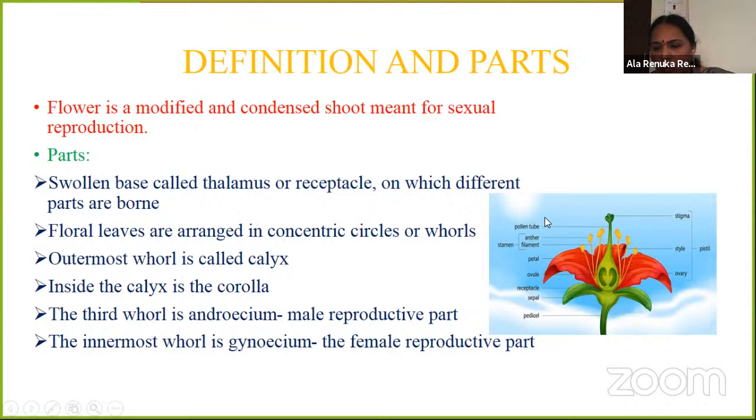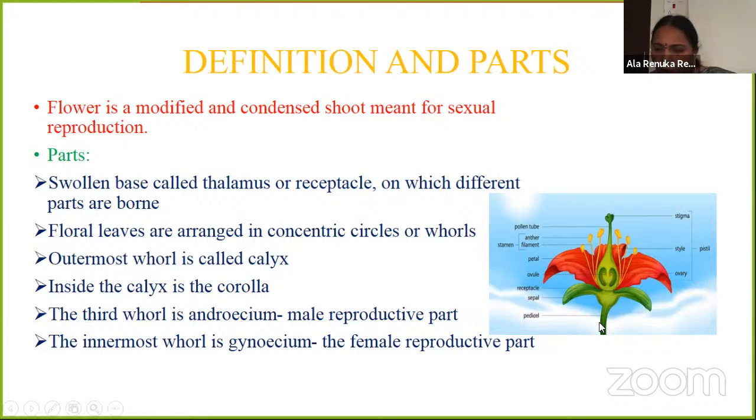You can see the outermost whorl of the calyx. These are sepals. Next to it is corolla, that is petals. Then inside that is androecium, which consists of stamens. Each one is one stamen, which forms the male reproductive structure. And the center of the flower consists of the carpel or the pistil, which is the female reproductive part of the flower.